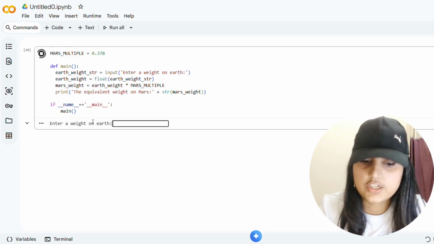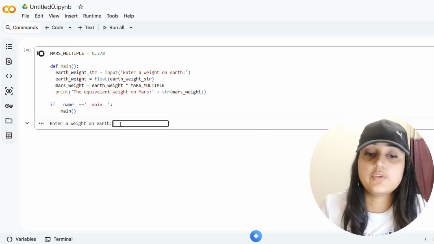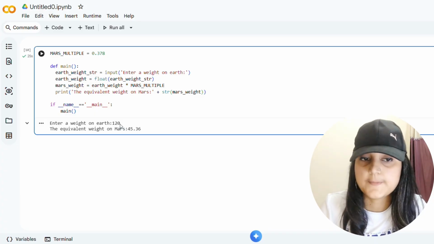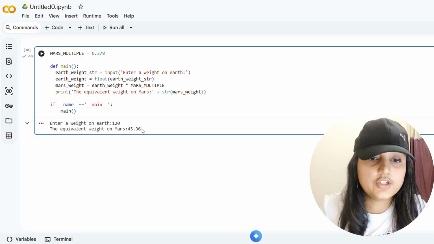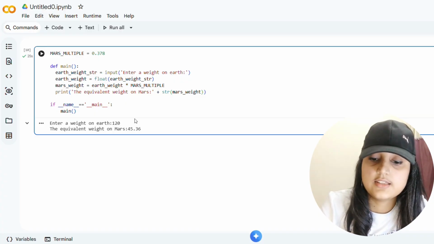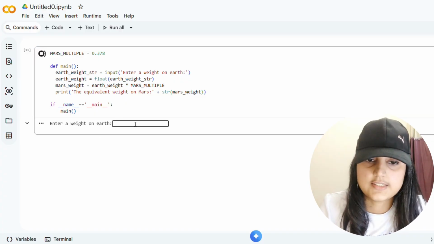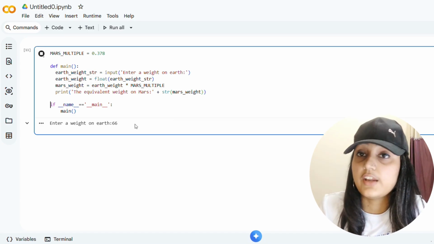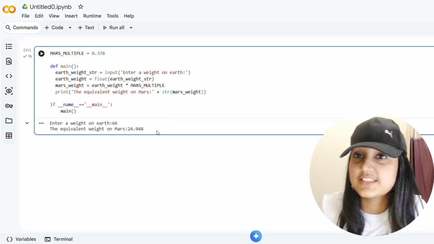Next is our weight on Earth. So if my weight on Earth is 120, then my weight on Mars is 45.36. Next, if my weight on Earth is, let's say, 66, then my equivalent weight on Mars is 24.948. So yes, this is it.